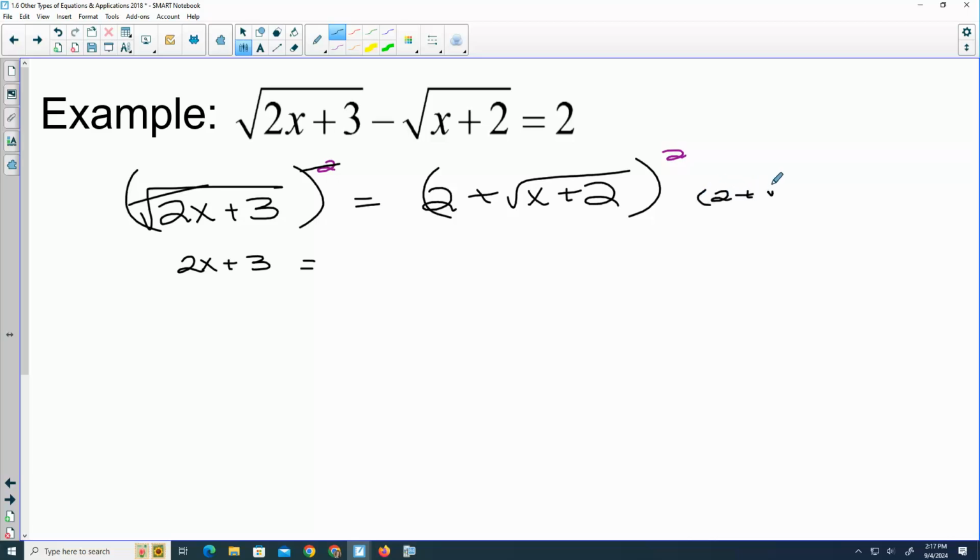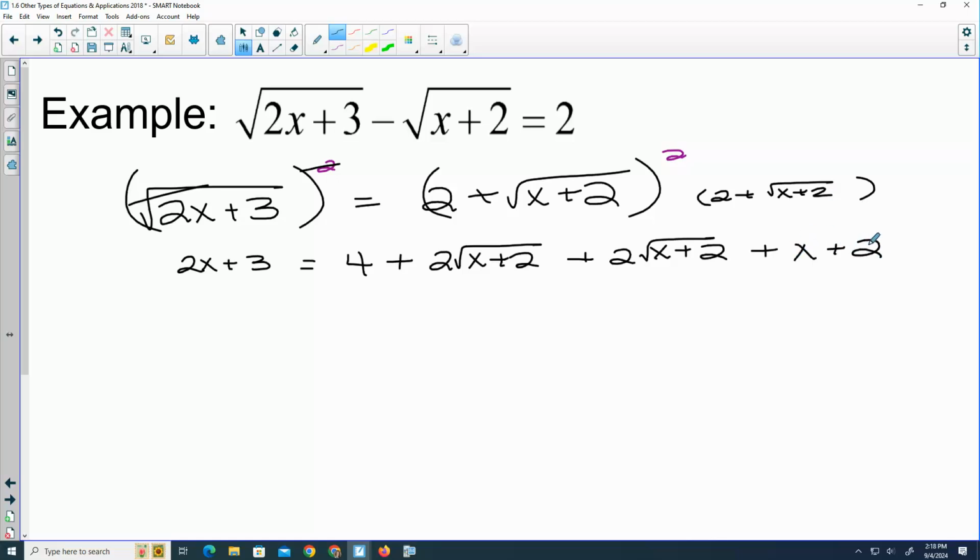We have two of these. We have to FOIL because it's two terms. So first, 2 times 2 is 4. Plus 2 times the square root of x plus 2 is just 2 square root of x plus 2. Inside, square root of x plus 2 times 2 is 2 radical x plus 2. Last, when I take the square root of x plus 2 times the square root of x plus 2, x plus 2. Okay, so our little problem has gotten a lot longer.